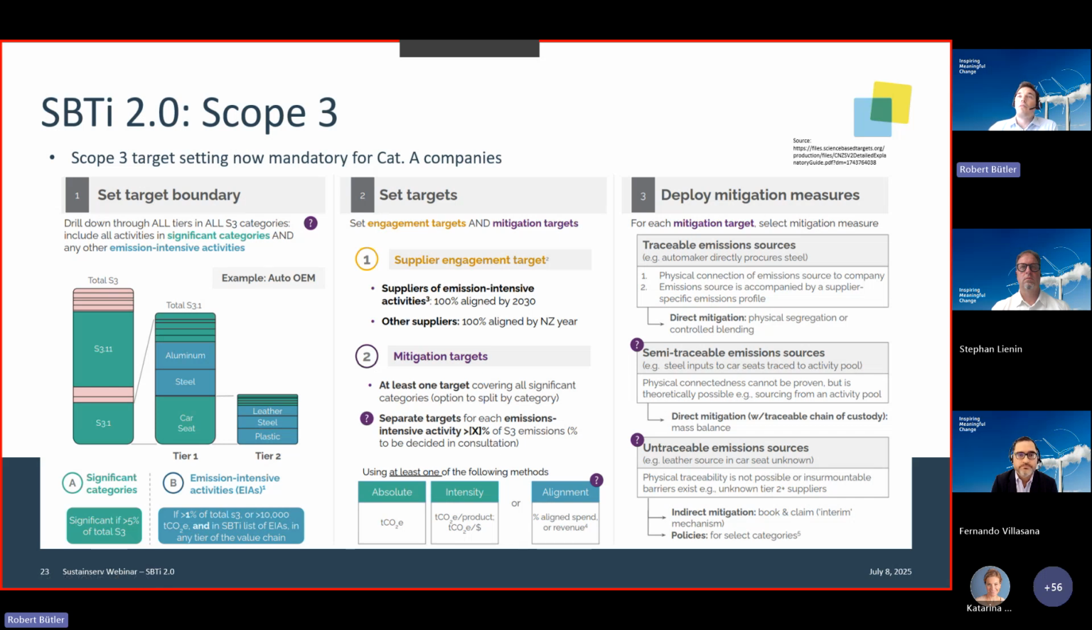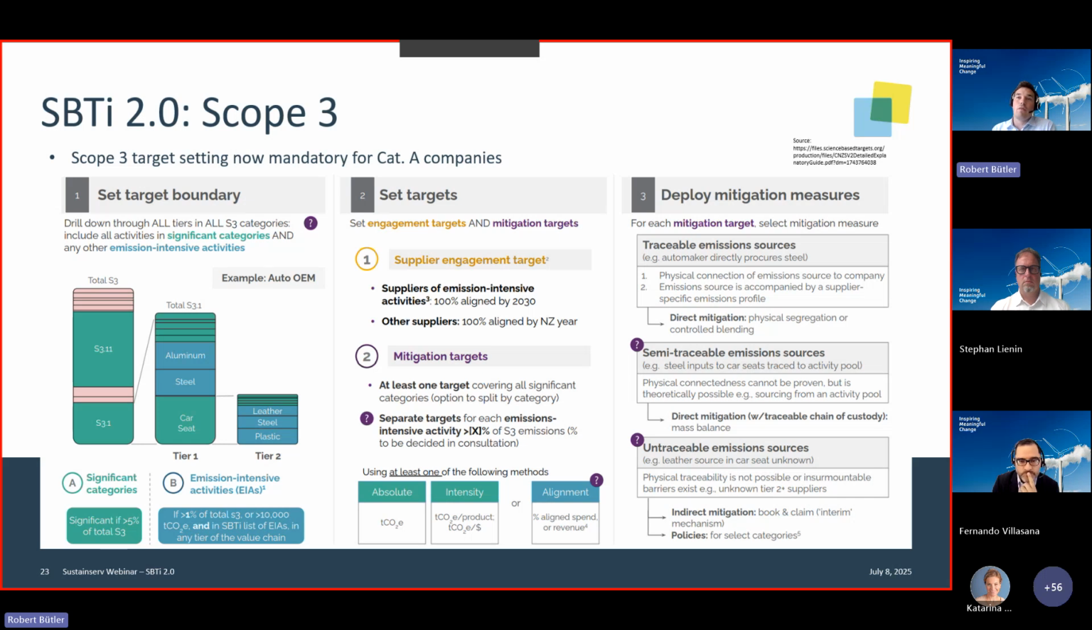For deployment of mitigation measures, SBTi acknowledges the challenges of scope 3 accounting and target setting and introduced new options as well. So we have the well-known traceable emission sources with measures considering the spend-based approach and activity-based metrics. And now they also introduced activity pools and book and claim systems. So what that means is that, for example, a company doesn't know directly where they source their car seats from, but has some sort of physical connectedness with this activity pool, or so-called supply shed, where they have some general information about region and group, and can then account for that in this regard.